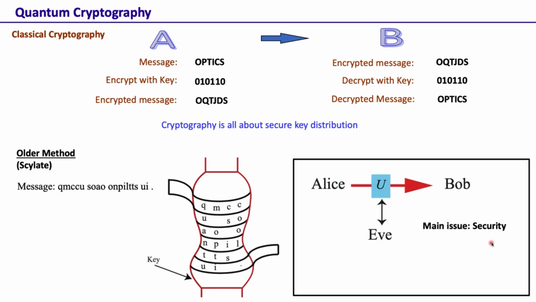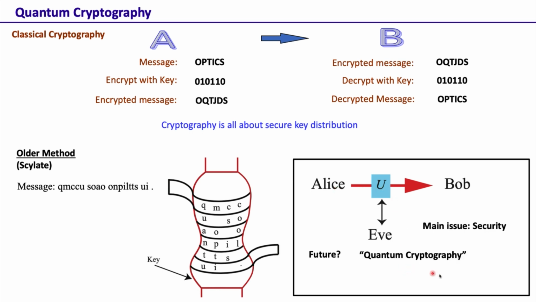Now, the main issue in cryptography is security, or secure key distribution. So Alice wants to send a message to Bob, and now maybe there can be some Eve who can try to retrieve information while it is being sent from Alice to Bob. And in classical methods, there is always a chance that if Eve gets enough information from Alice, Eve would be able to retrieve what the key is and again what message is being sent.